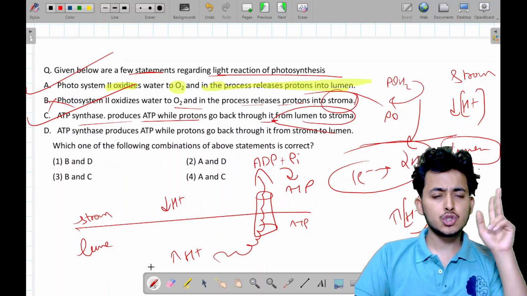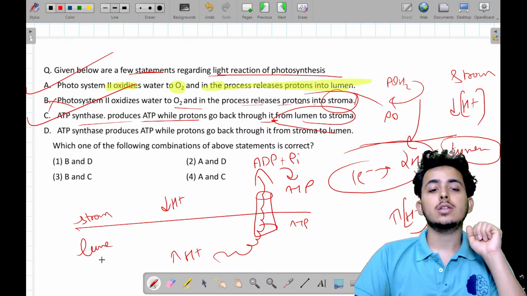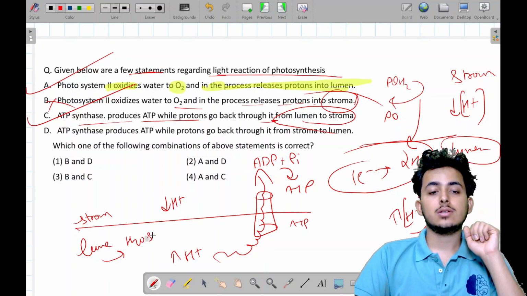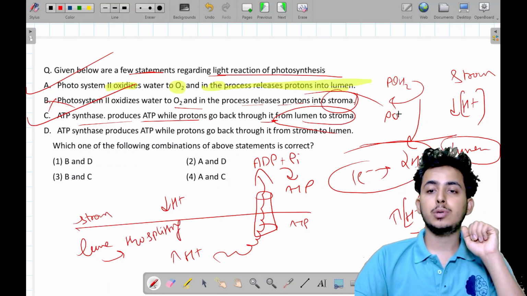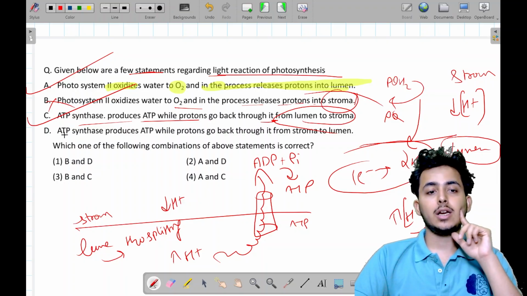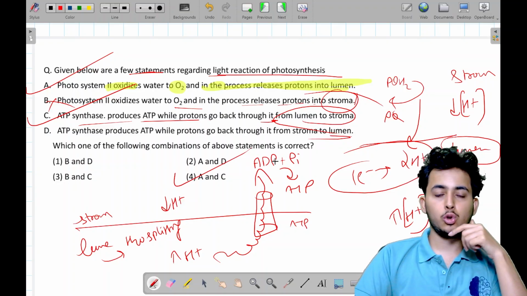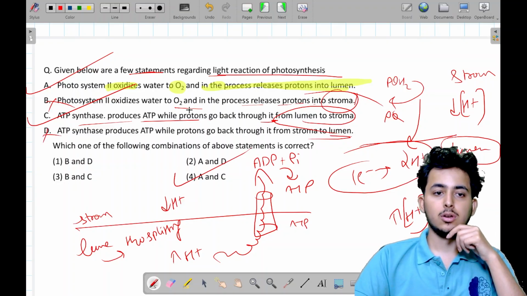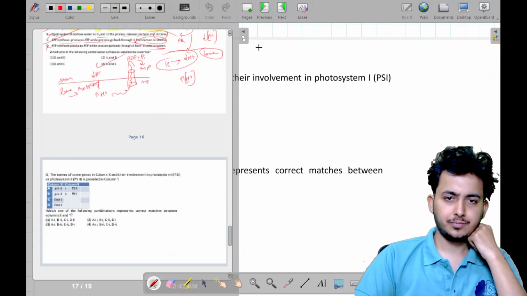What are the factors which contribute to an increase in proton concentration in the lumen? One is photolysis, water splitting. Another one is PQH2 to PQ. So the correct answer is A and C. D is wrong because it is the other direction, stroma to lumen, which doesn't happen. Very good, everyone, if you are able to solve it.